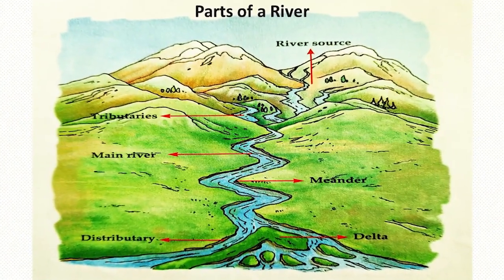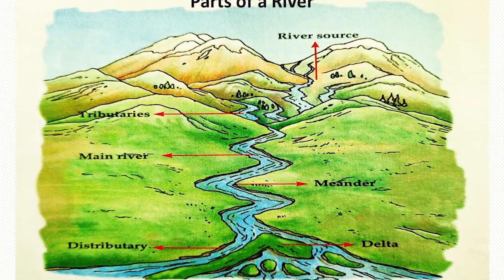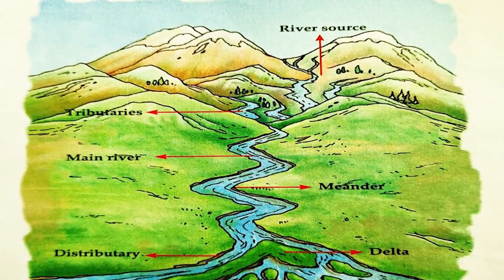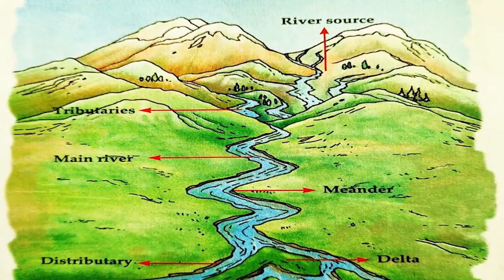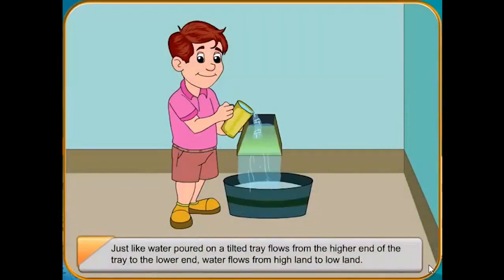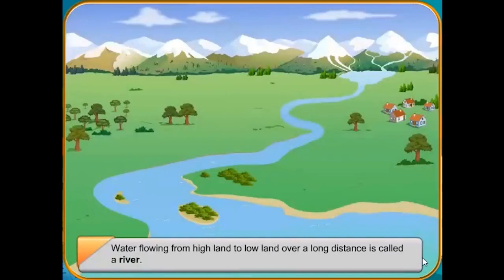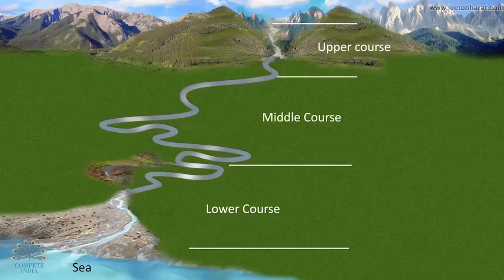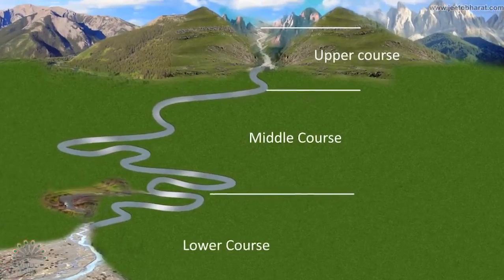Now let us see the paths of a river, where we will discuss rivers, tributaries, meanders and delta. Just like water poured on a tilted tray flows from the higher end of the tray to the lower end, water flows from highland to lowland. Water flowing from highland to lowland over a long distance is called a river. The route through which a river travels is called the course of the river. The course of a river comprises three distinct parts.